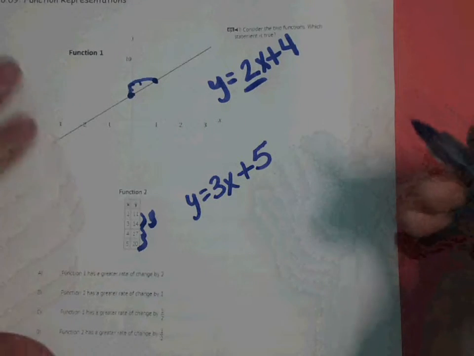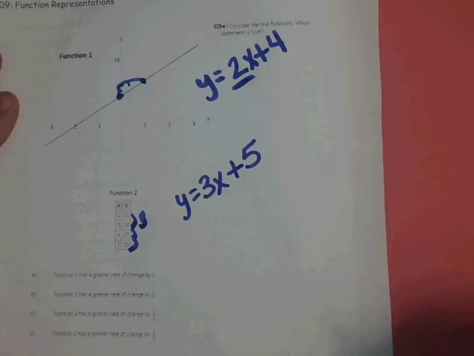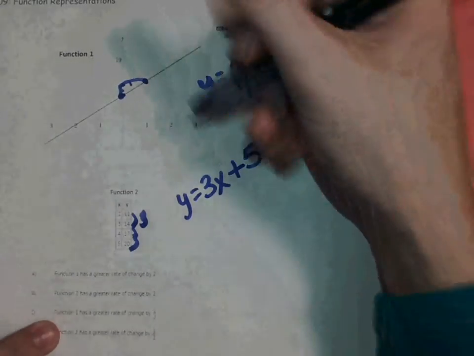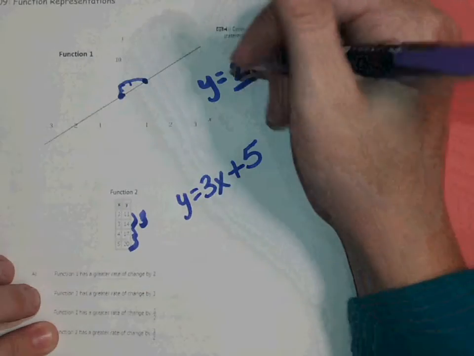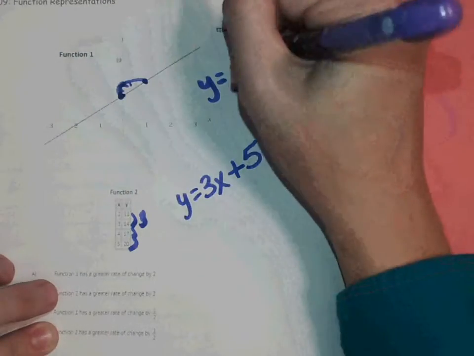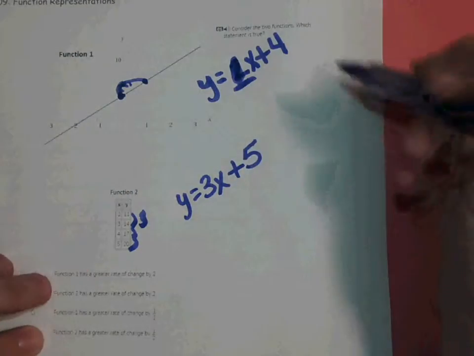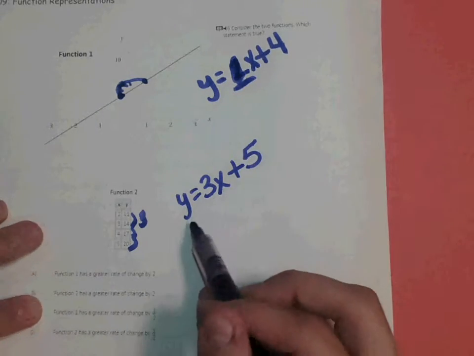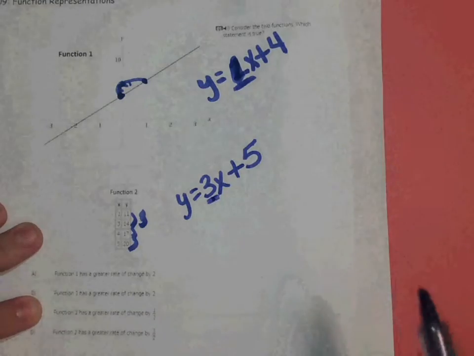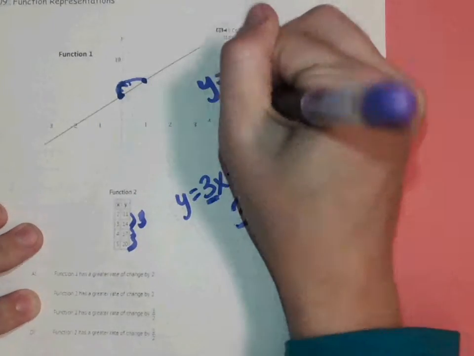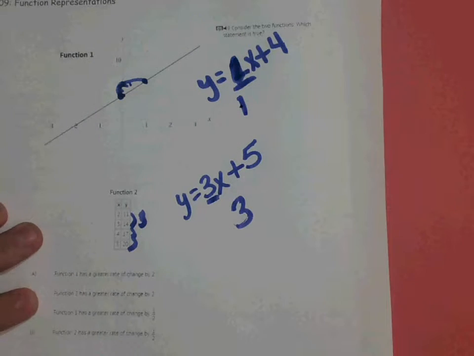So there's our two equations. I may have been off just a little bit here. It may have only been rising 1, so let's change that to 1. So 1x plus 4. And this one has 3x plus 5. I'm looking just at my slope. So this one has a slope of 3. This one has a slope of 1.